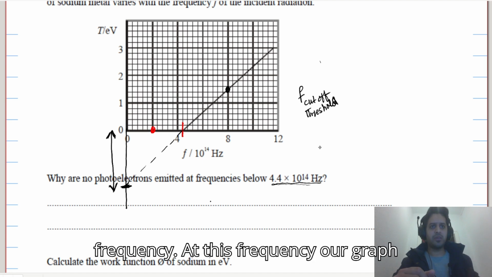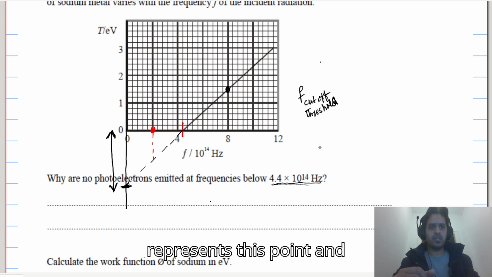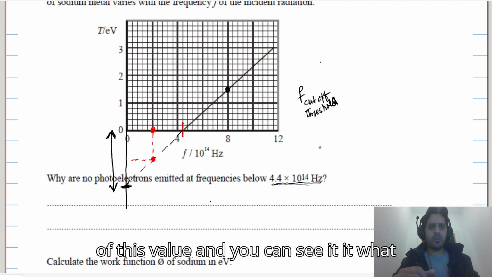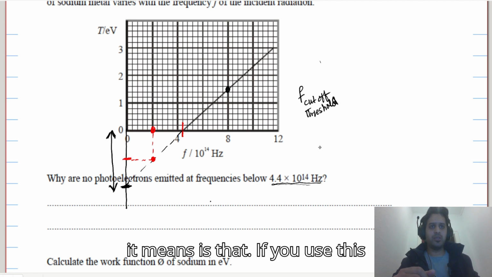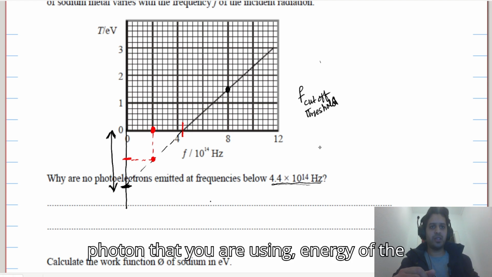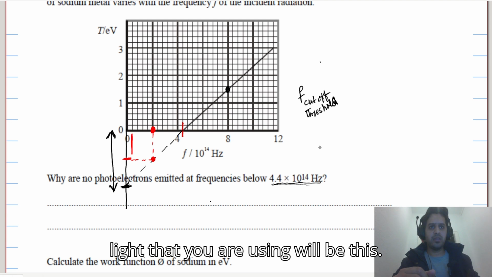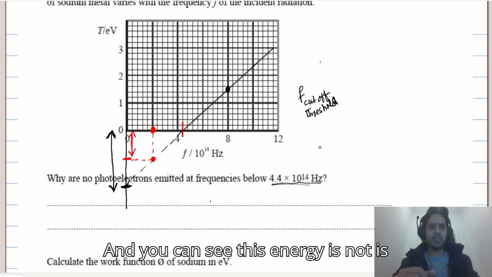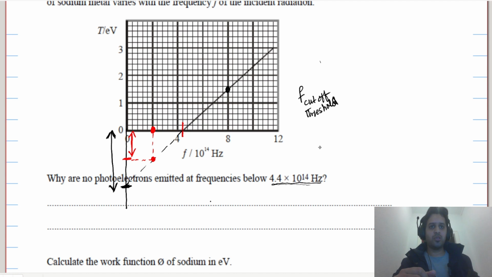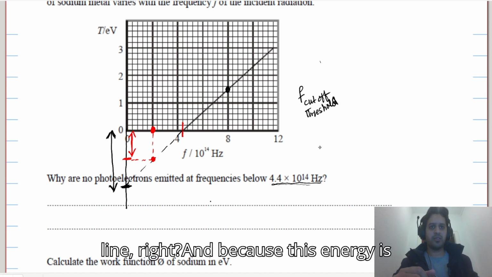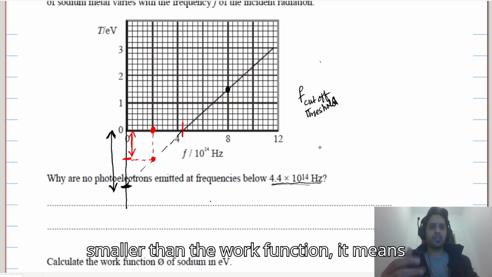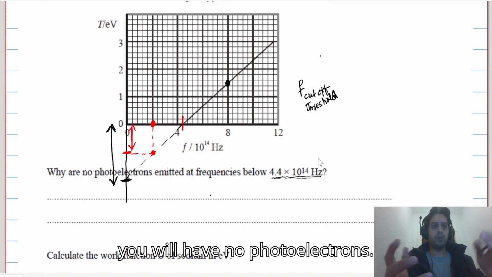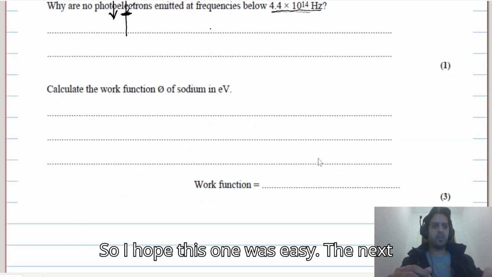So let's see what is happening at this frequency. At this frequency, our graph represents this point, and this point represents an energy of this value. What it means is that if you use this frequency, the energy of the photon, the energy of the light that you are using, will be this. And you can see this energy is smaller than the work function, the black line, right? And because this energy is smaller than the work function, it means you will have no photoelectrons. So I hope this one was easy.